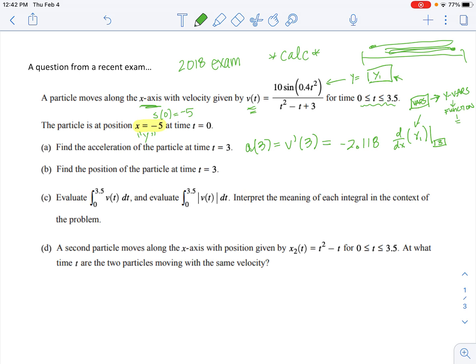All right, let's move on. Part A didn't ask for any units, so this work is all you need to write down, and that's probably worth 2 points on the AP test.